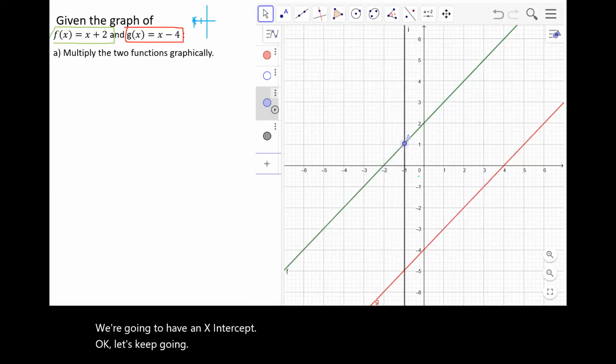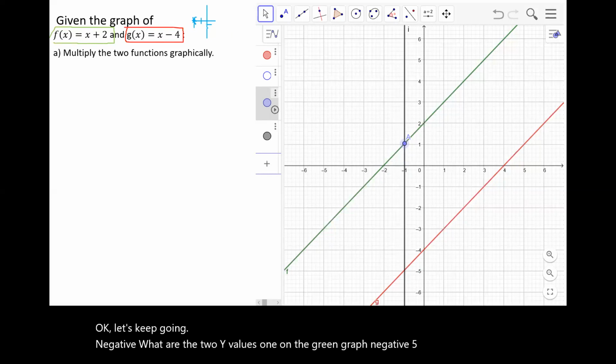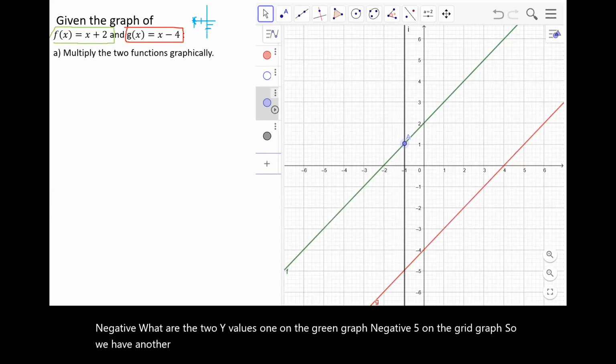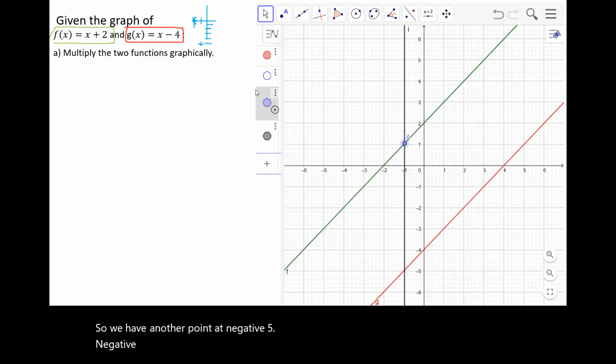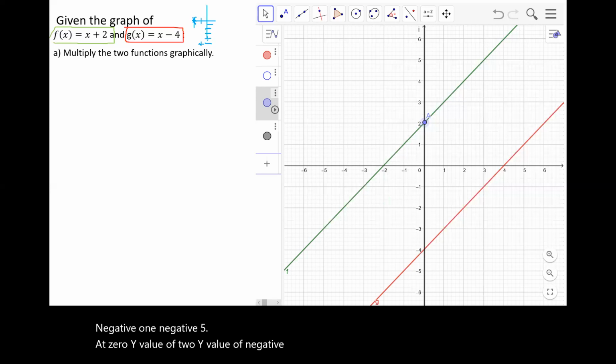At -1, what are the two y values? 1 on the green graph, -5 on the red graph. So we have another point at -5. So at -1, -5. At 0, y value of 2, y value of -4. We'll have a new y value at -8. Let's keep going.